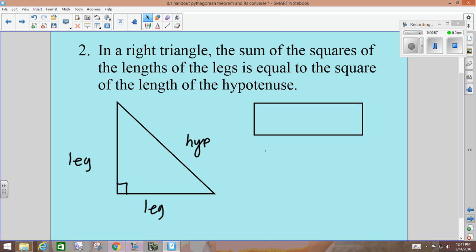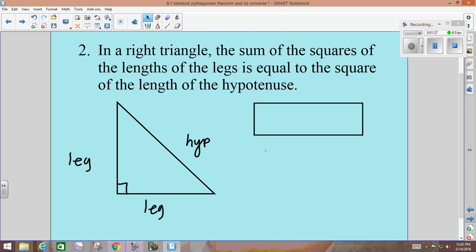Your hypotenuse will always be the longest side because it's across from the biggest angle. We learned that back in chapter 5. Biggest angle is across from the biggest side. Smallest angle is across from the smallest side. The theorem says that if you take the length of each leg, like let's pretend this one is 4 and this one is 3, if I square those lengths, so 9 and 16, and add that together, 25, that would equal what the hypotenuse is squared.